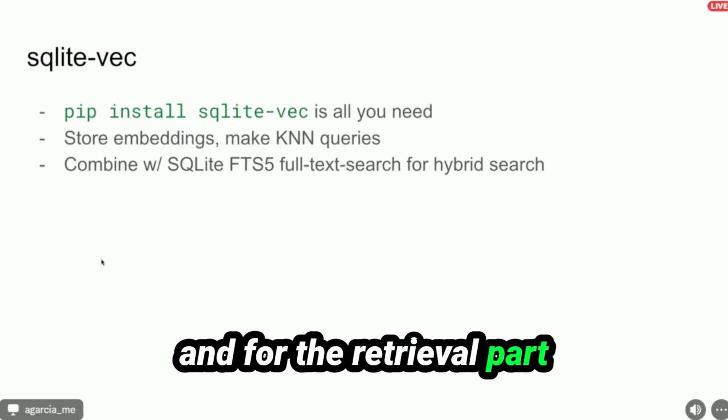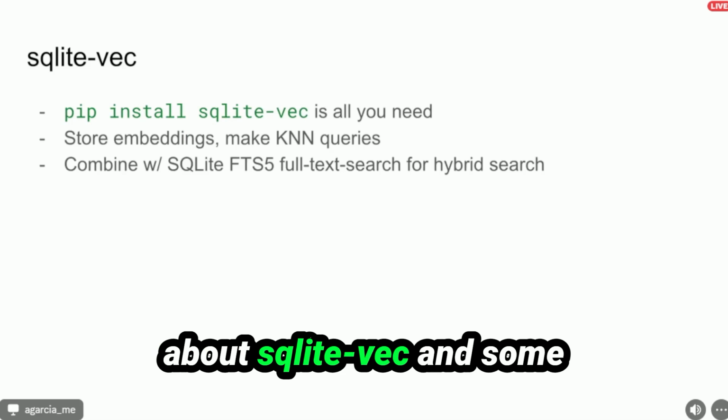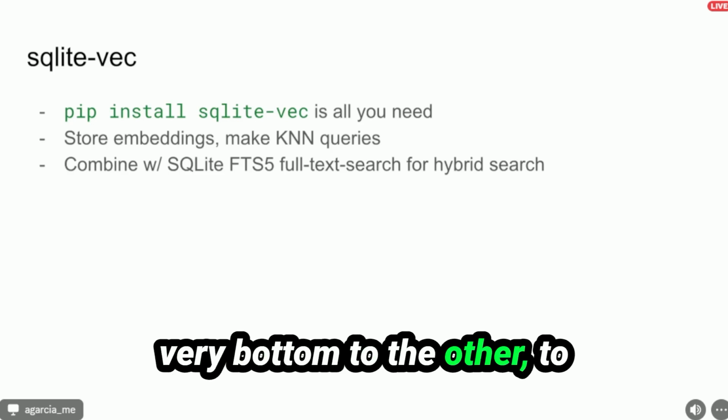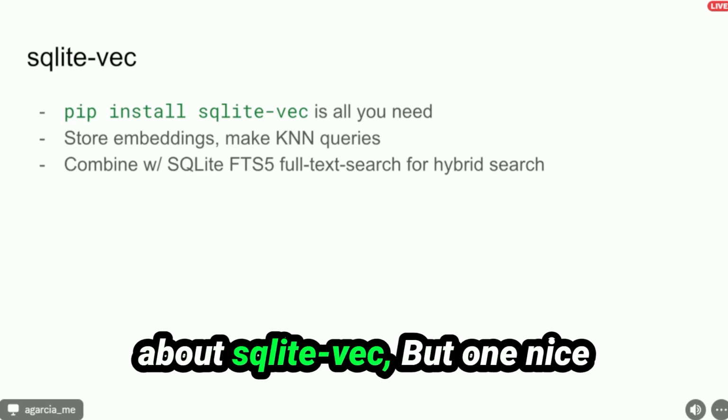And for the retrieval part of this RAG demo, we're going to be using sqlite-vec. We've had many events on this about sqlite-vec and some of the cool features about it. If you check out the Google Doc, I have a link at the very bottom to these other events that we've done, as well as recordings of those, if you want to learn more about sqlite-vec.